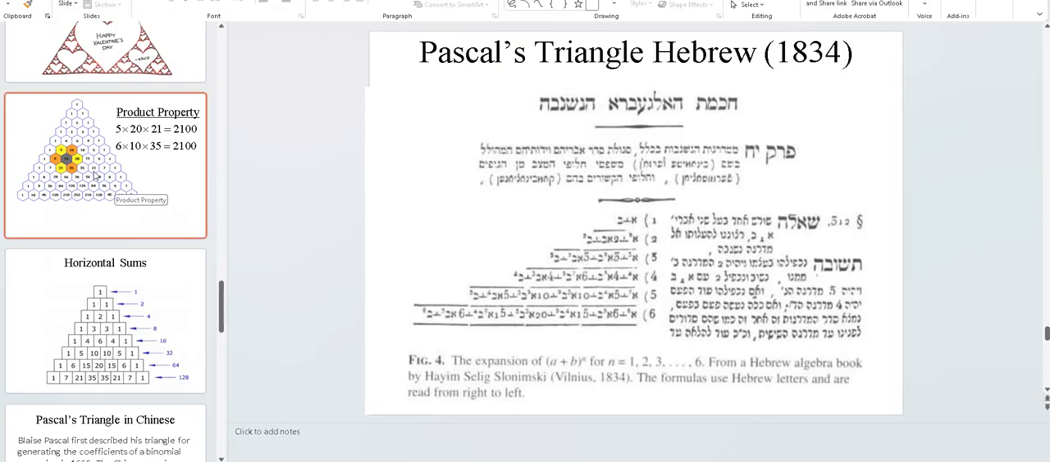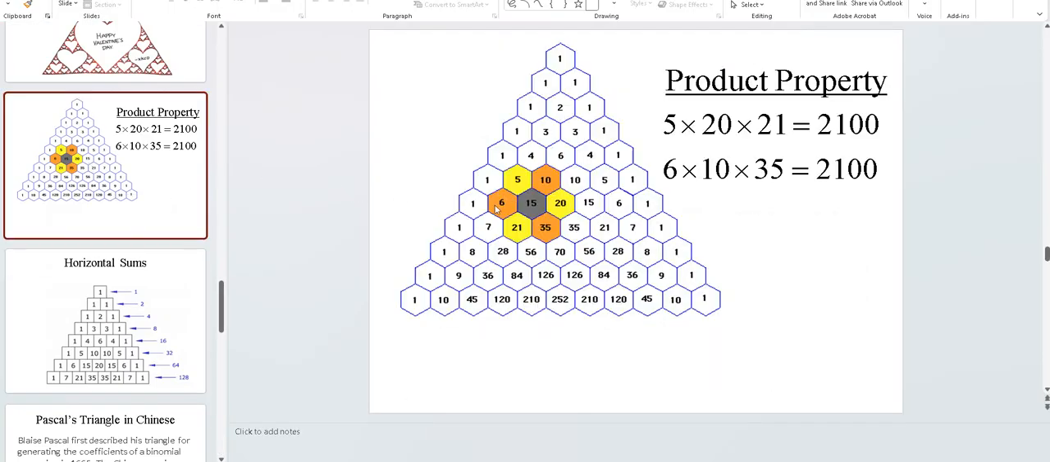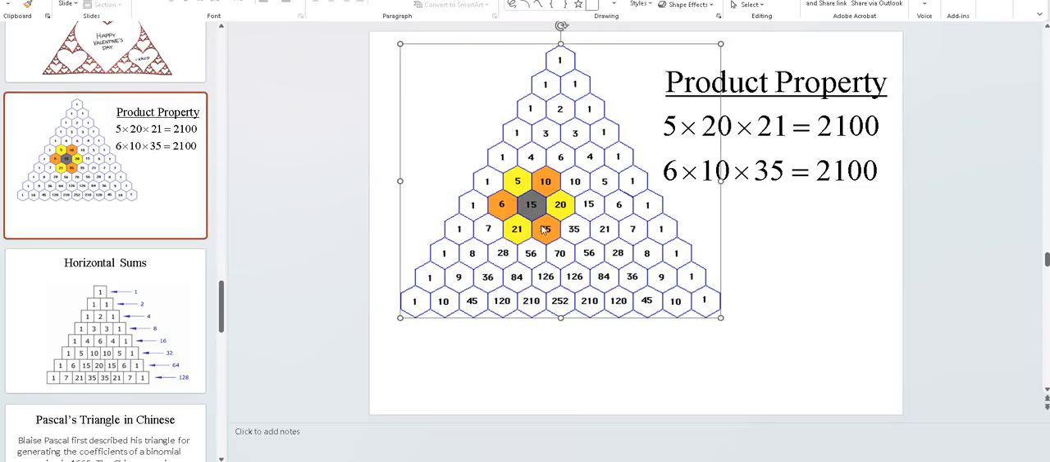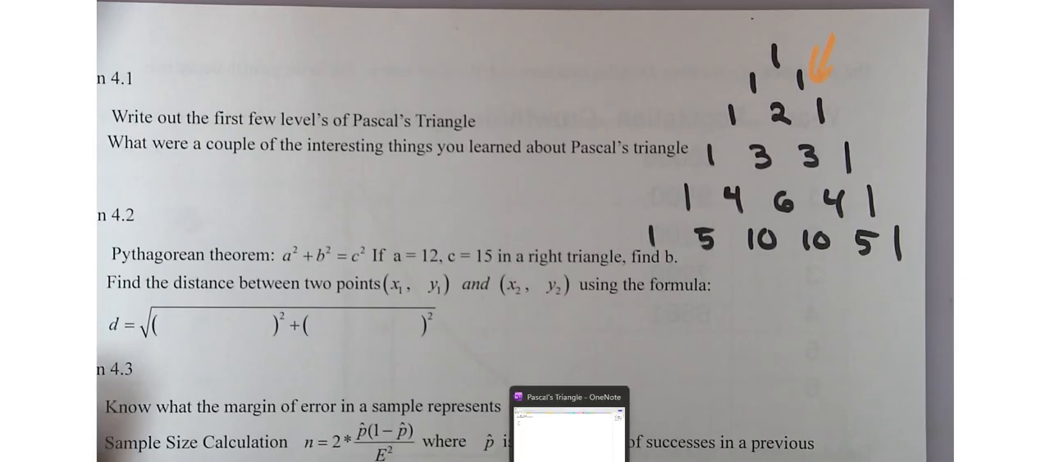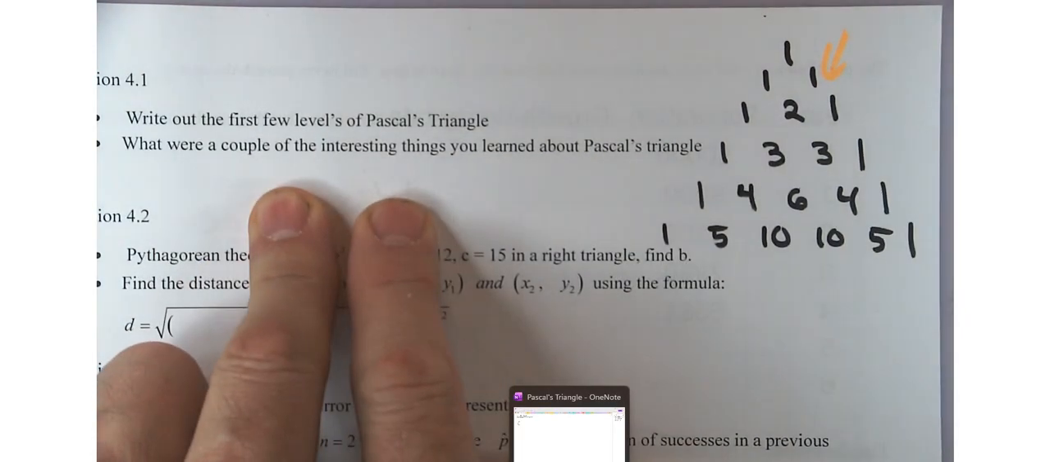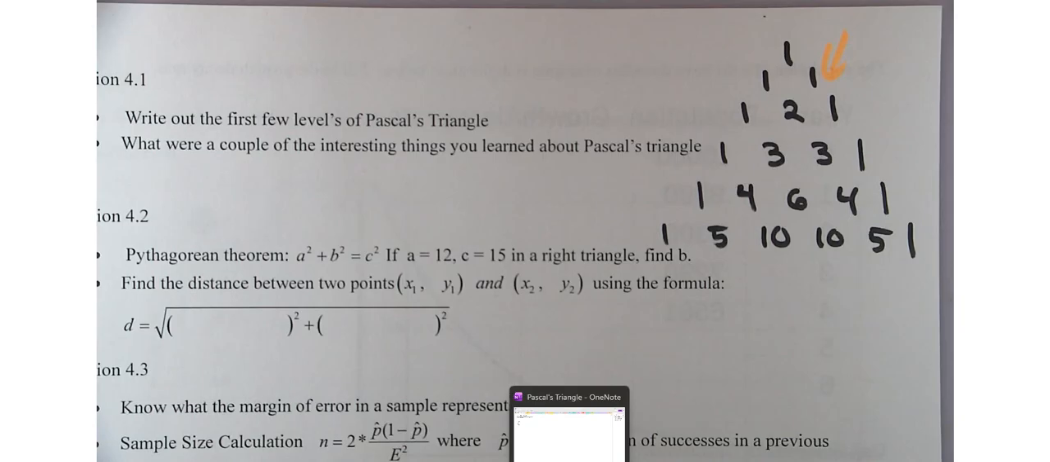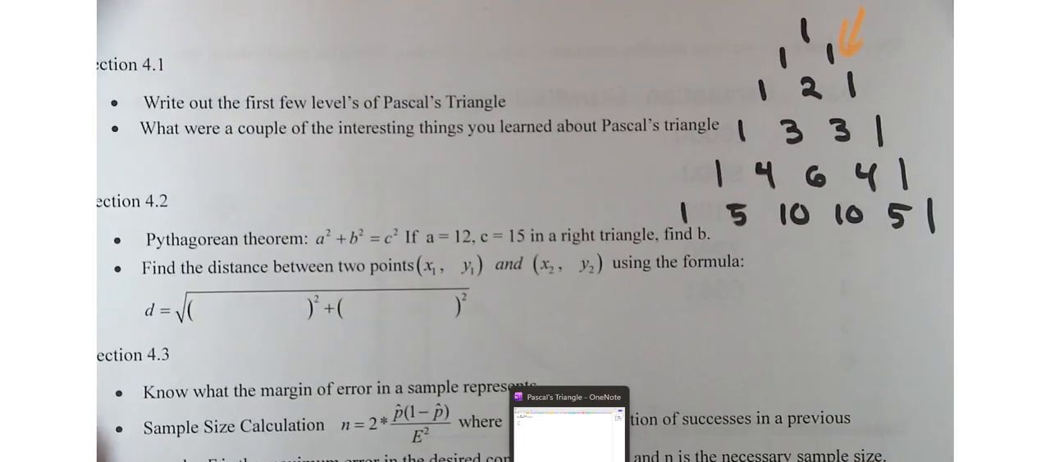There's one other little pattern. Oh, here's just kind of an amazing thing. If you take any number, like take 15, and then take a look at the numbers around it, 6 times 10 times 35 is going to equal 5 times 21 times 20. Just bizarre. I mean, they could spend literally an entire class talking about properties of Pascal's triangle, but that goes beyond us. Hopefully you picked up a couple that were interesting to you. You know, triangular numbers, tetrahedral numbers, or that multiplication pattern. That's kind of cool.